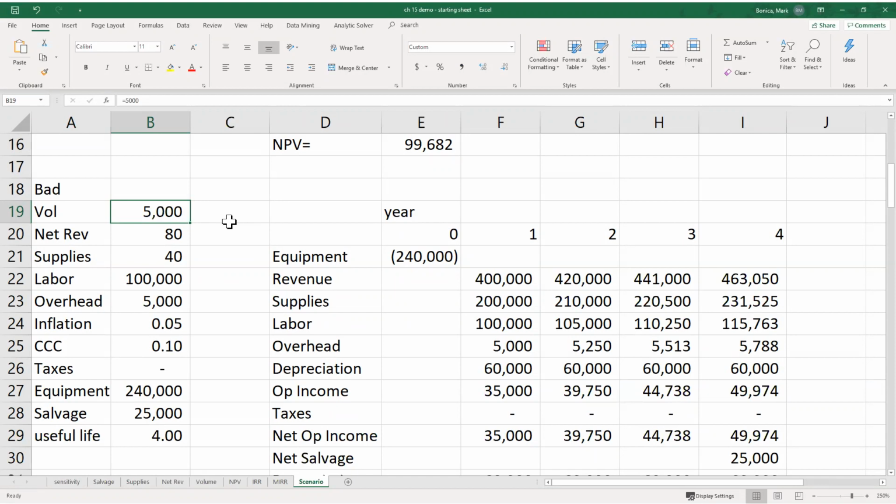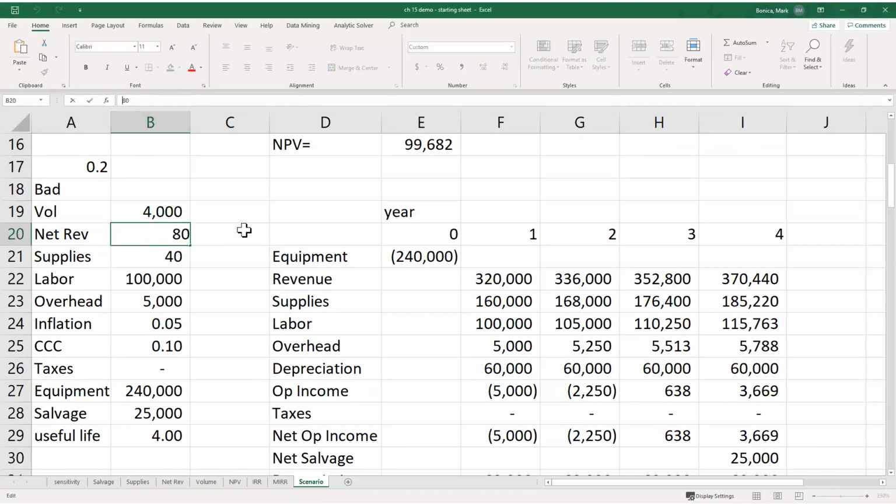Let's assume that volume is off by, say, 20%. And in fact, maybe we could just use 20% as our bad scenario for a couple of things. So first, we'll make our volume go down by 20%. I'm going to multiply this times 1 minus 0.2, so volume is going to be at 80%.